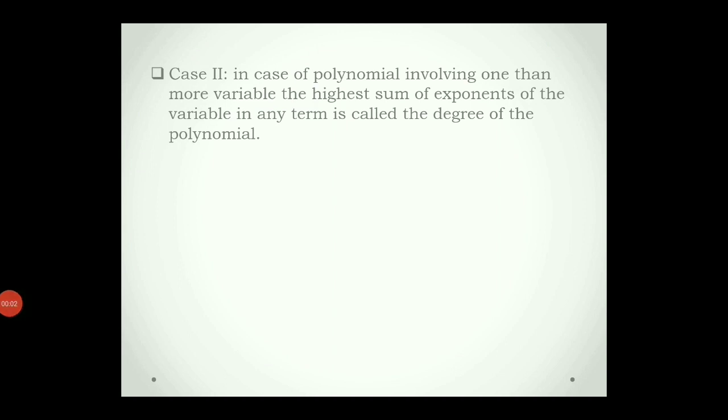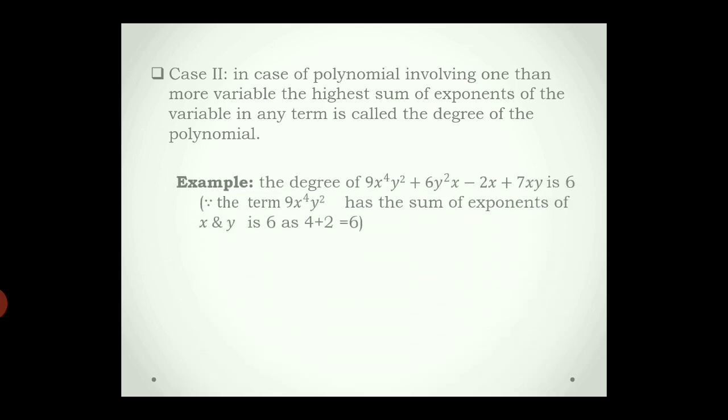The next is, in case of polynomials involving more than one variable, the highest sum of exponents of the variables in any term is called the degree of the polynomial. For example, the degree of 9x to the power 4 y square plus 6y square x minus 2x plus 7xy is 6, as the term 9x to the power 4 y square has the sum of exponents of x and y as 6. Therefore, it is the degree of that polynomial.